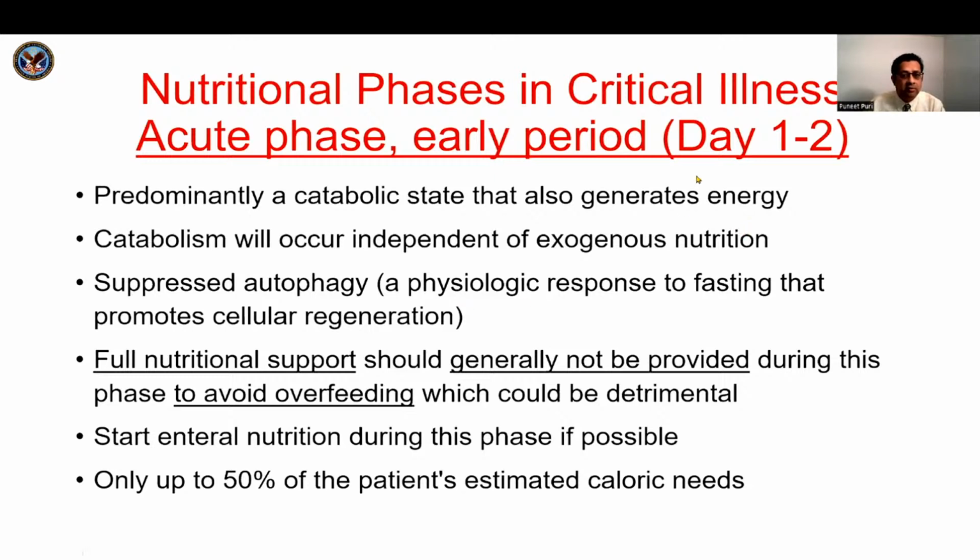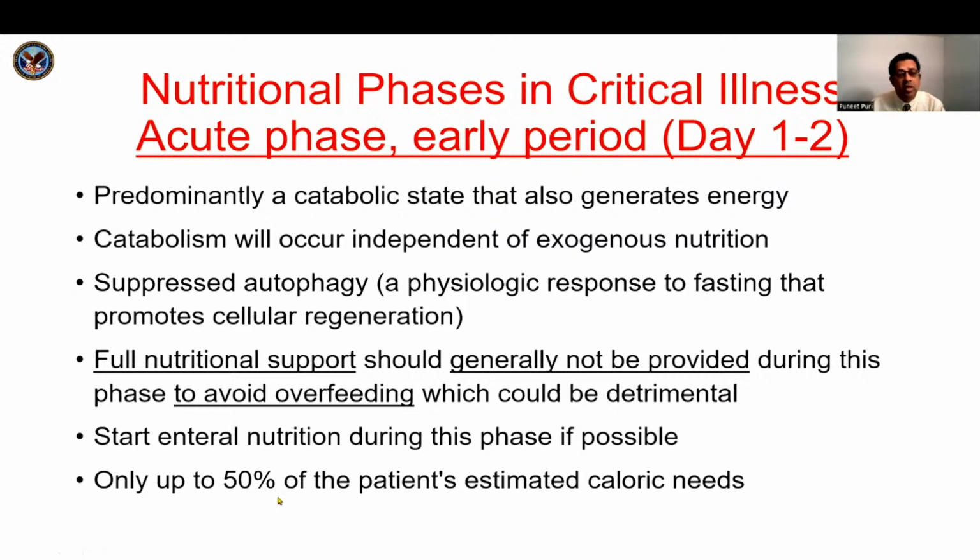So as a result, on the first 2 days of the acute phase early period of critical illness, there are two processes: catabolism, generating additional energy, as well as the suppression of autophagy that promotes cellular regeneration. In the face of that, if full nutrition support is provided, it is generally going to lead to overfeeding and could be detrimental.